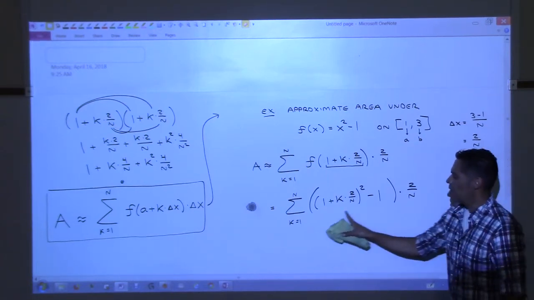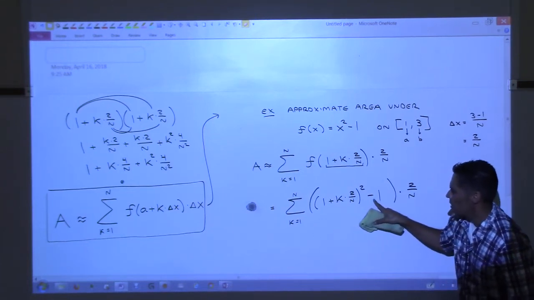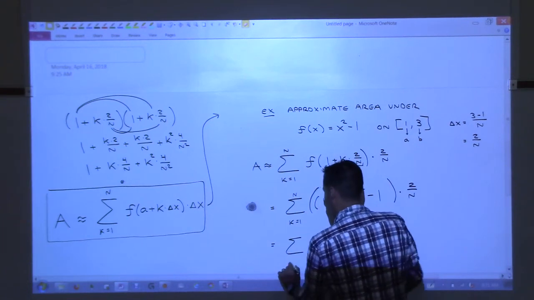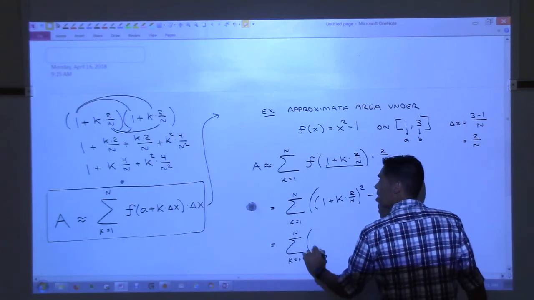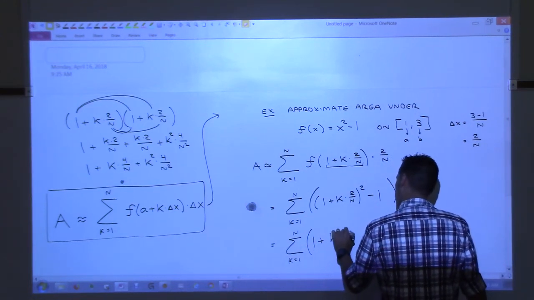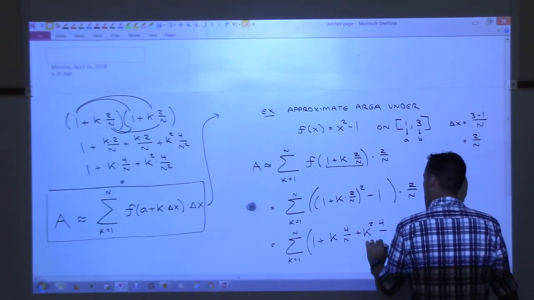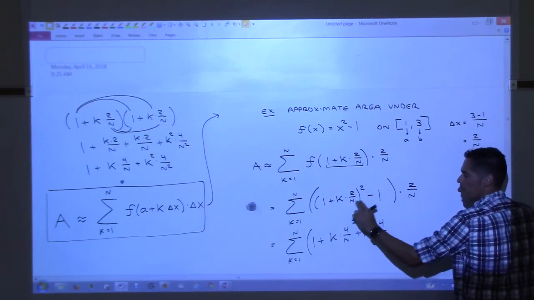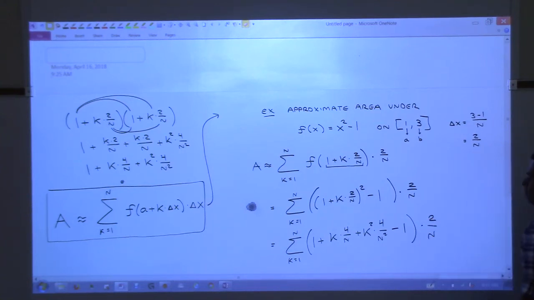All right, that goes here, right? That goes right here? Oh, sorry, that goes right here. I still have minus 1 here. So this is going to be sum k equals 1 to n of 1 plus k times 4 over n plus k squared times 4 over n squared. All right, that's this piece, right? Then what? Minus 1. But then all of that times 2 over n. And the 1's cancel, don't they?